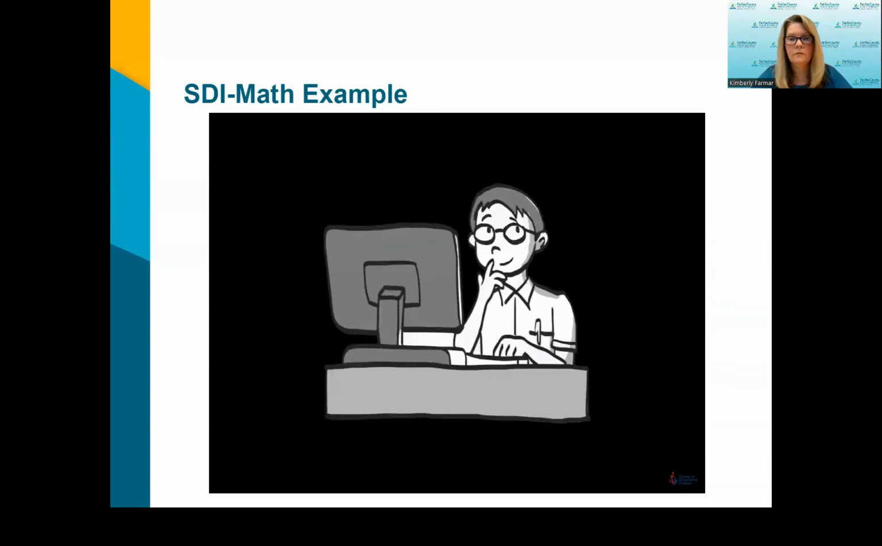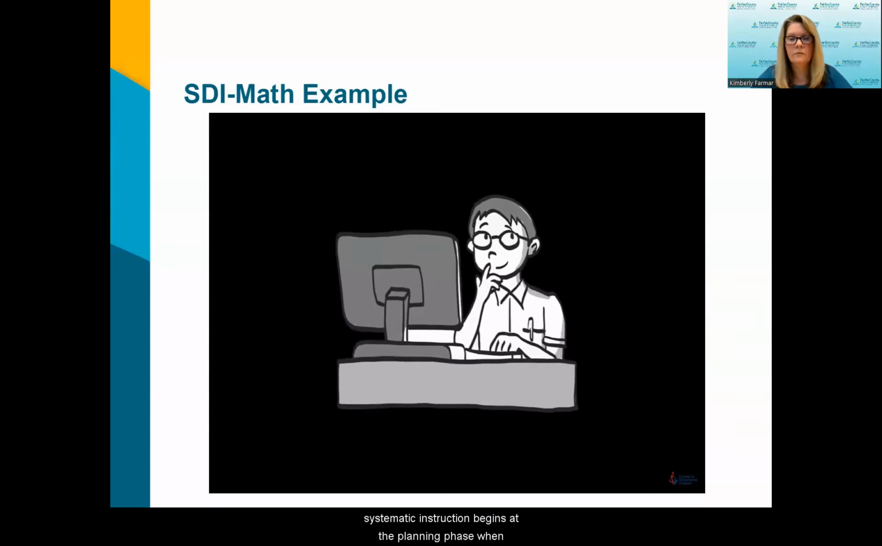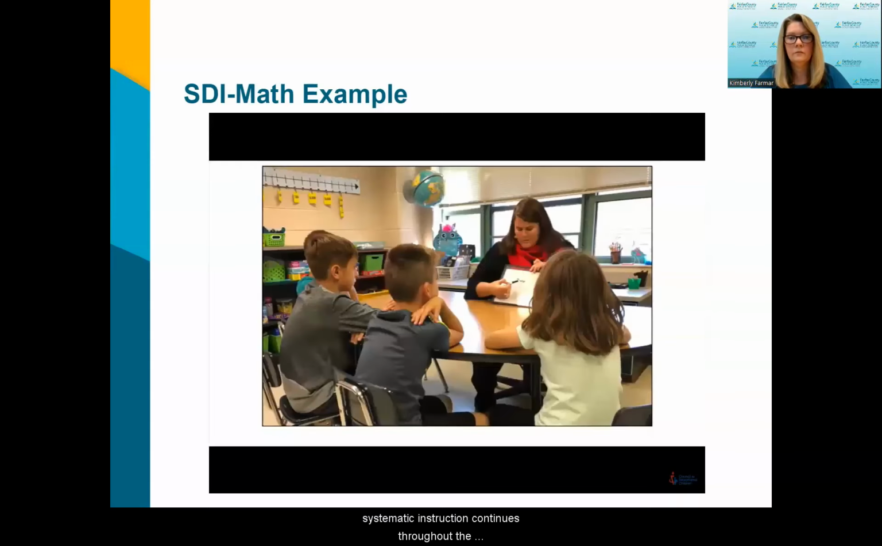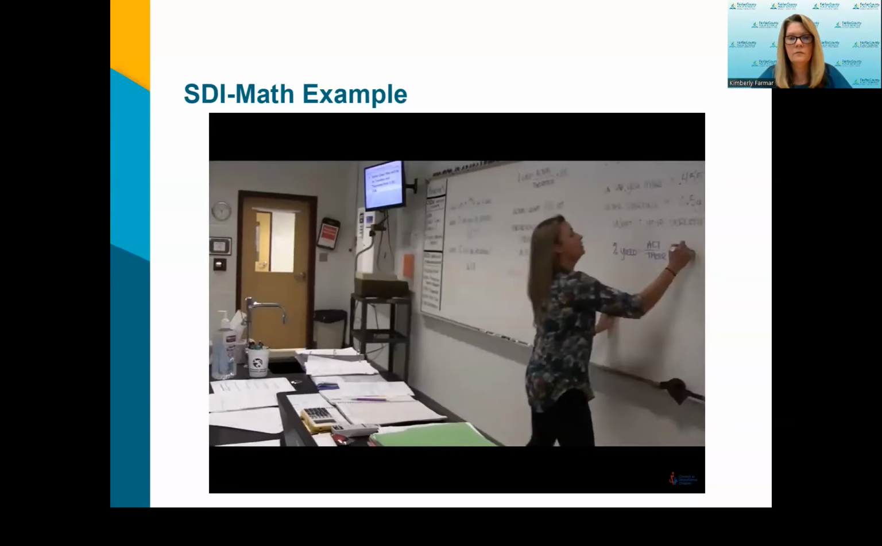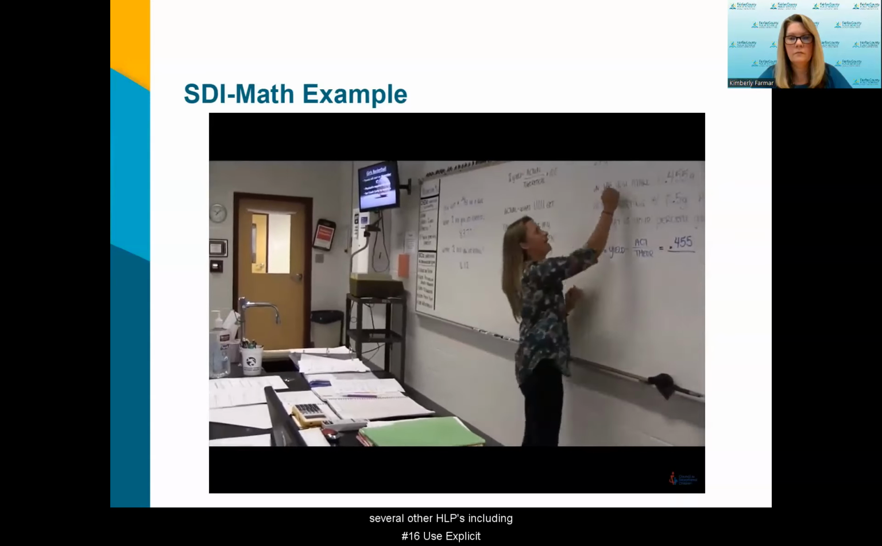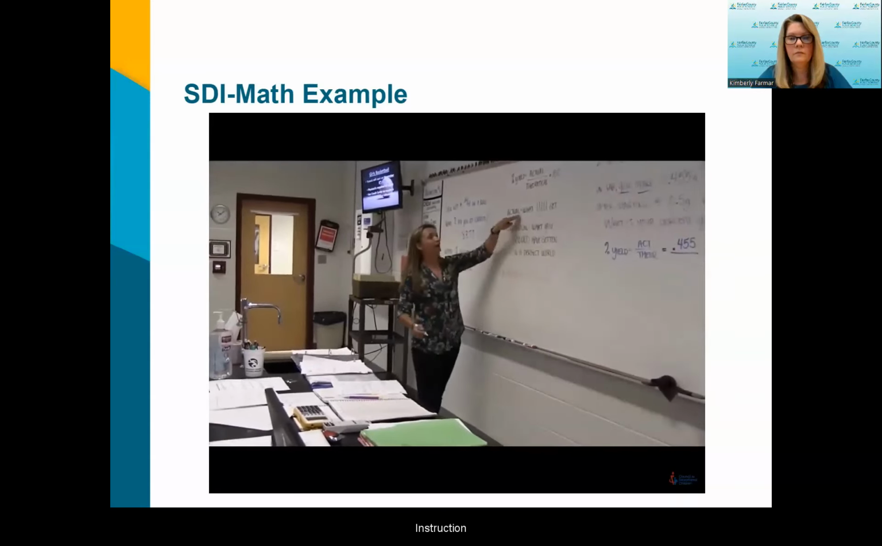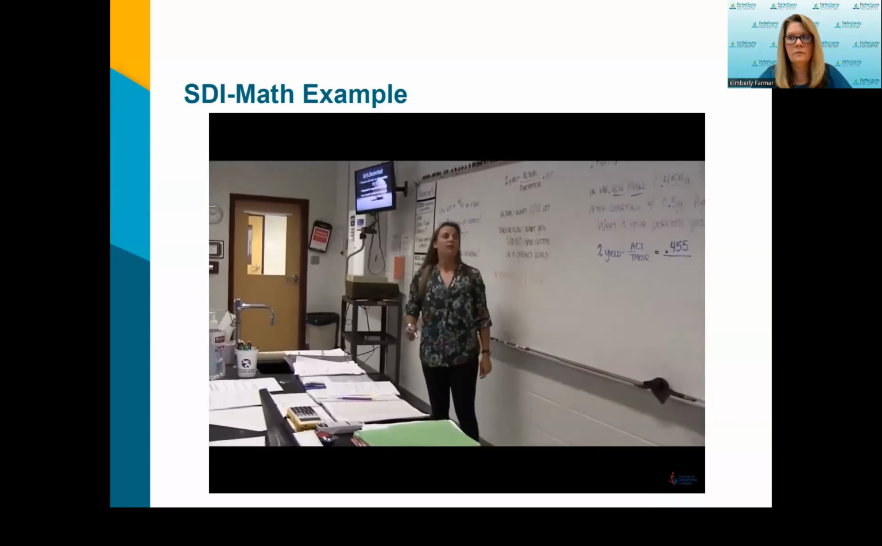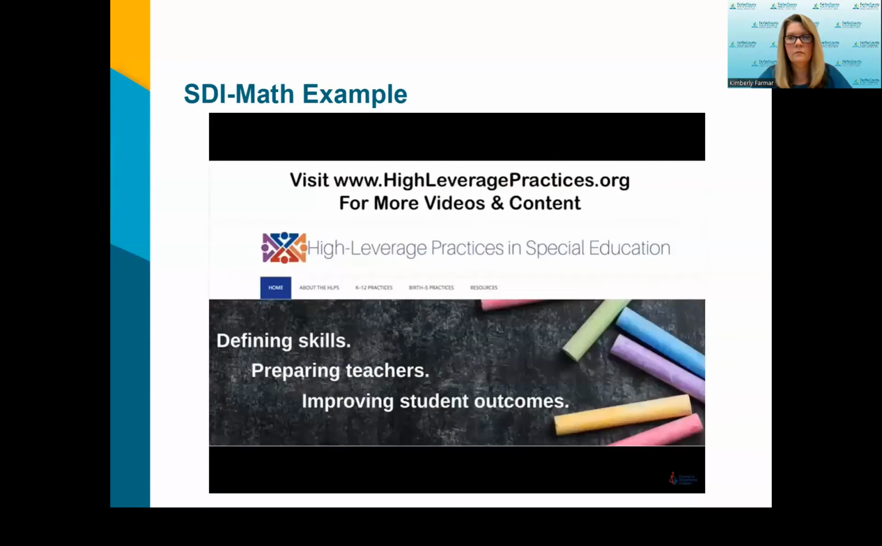In summary, systematic instruction begins at the planning phase, when teachers carefully consider students' performance in light of curricular demands. Then, systematic instruction continues throughout the instructional process to match the intensity of instruction with students' individualized needs. The principles of systematic instruction intersect with several other HLPs, including number 16, use explicit instruction, and HLP number 20, intensify instruction.